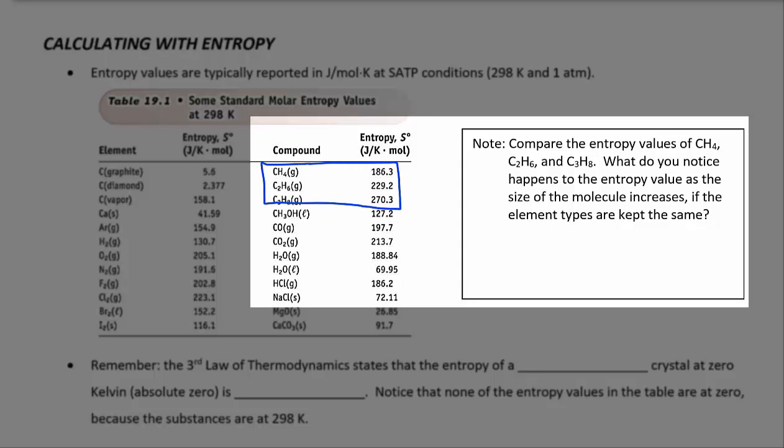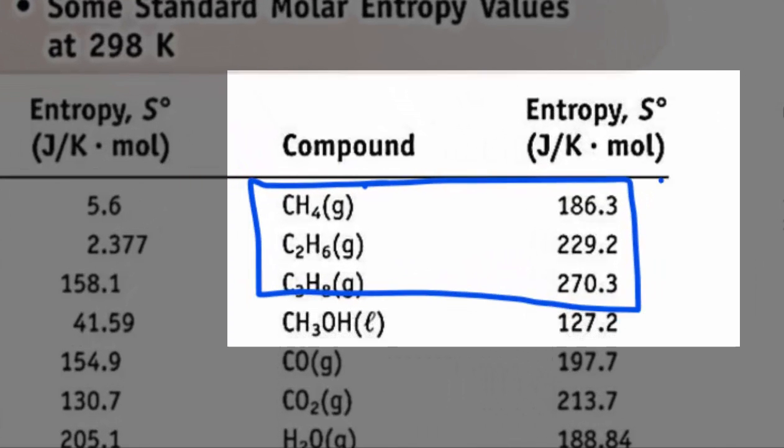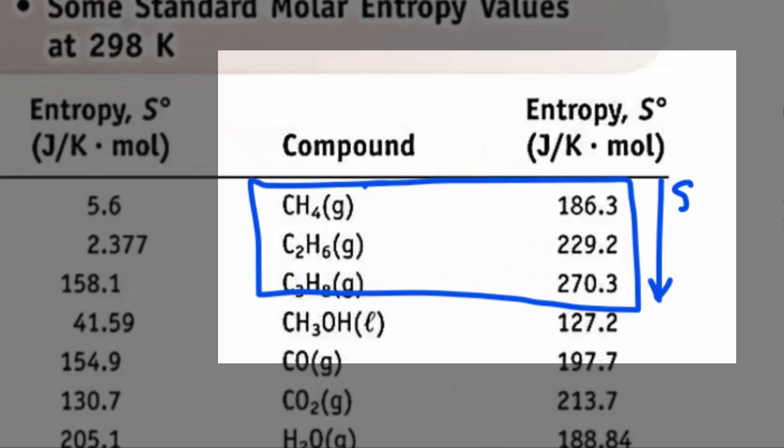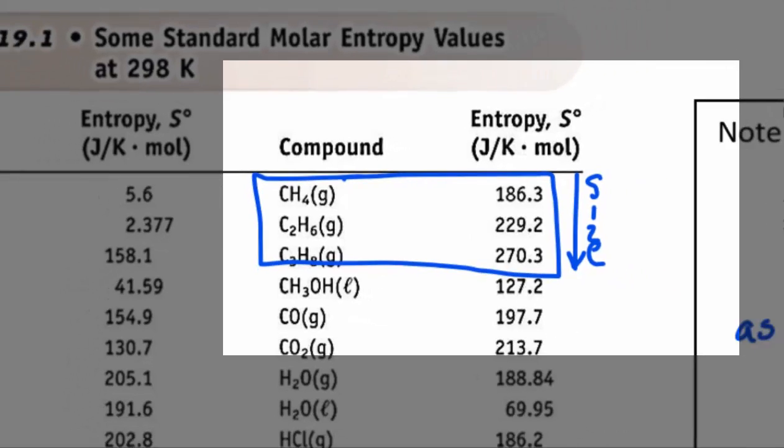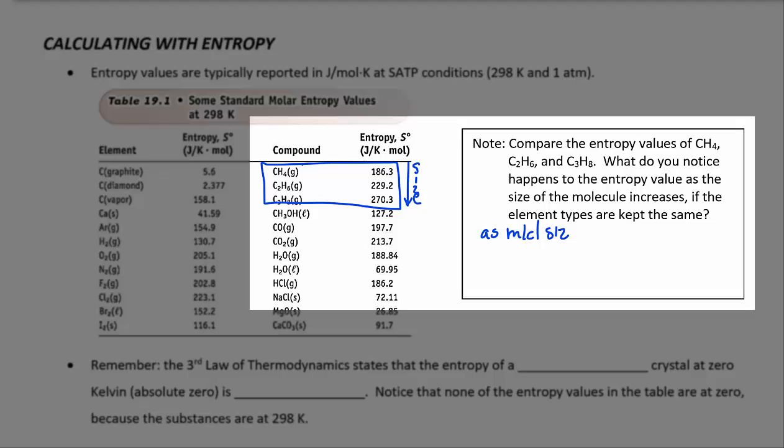Let's compare these 3. What do we notice about the entropy and how it changes as the size of the molecule increases? So the size is going to increase as we go down this way. Size increases, and we also notice that the entropy increases each time. So as molecule size increases, the molecule complexity increases. Therefore, the entropy will increase.